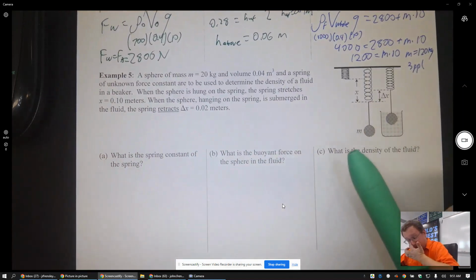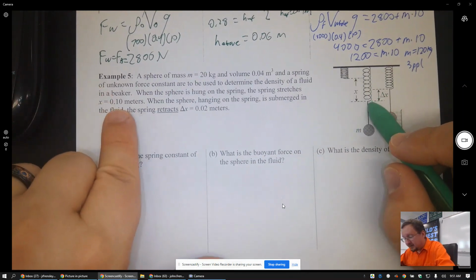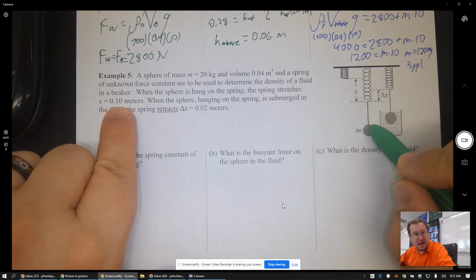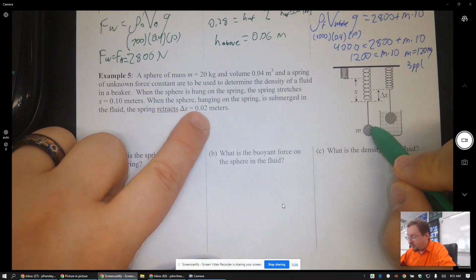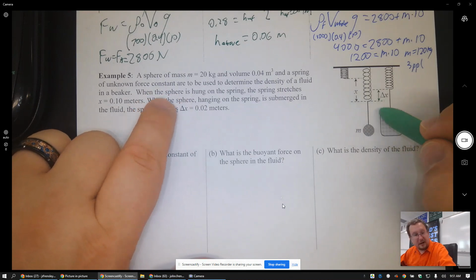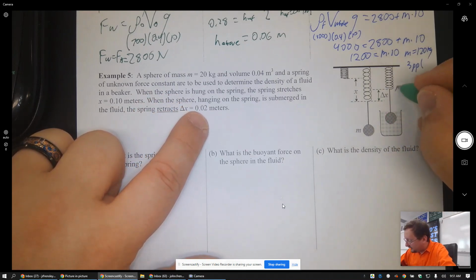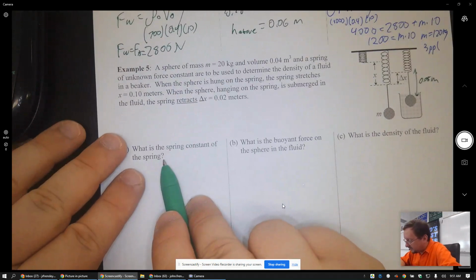Okay, you have a spring. The spring gets 10 centimeters longer when you hang a mass from it. And then when you put the mass in the water fully submerged, the spring retracts 0.2 meters. So now this distance, or whatever it was, is 0.08 meters, okay? What's the spring constant of the spring?